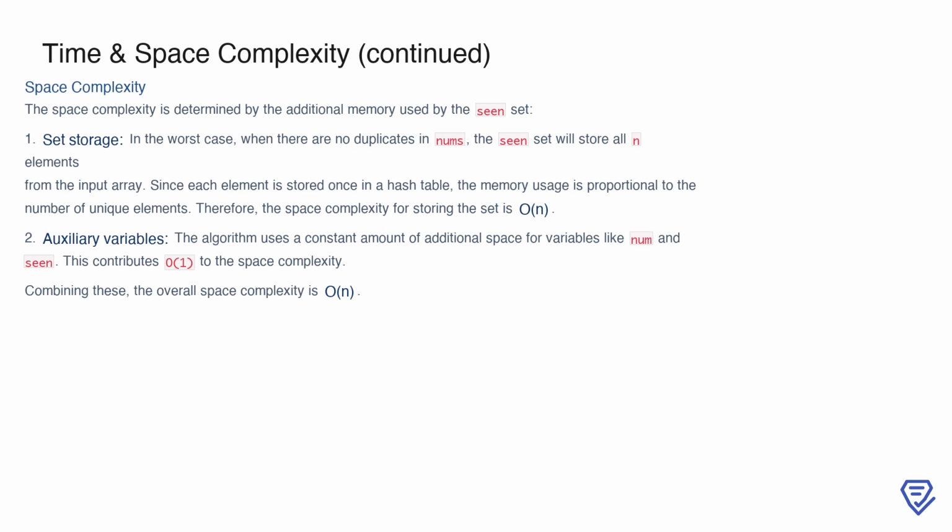Apart from the set, the algorithm uses a constant amount of additional space for variables like number and the seen set itself, which contributes O(1) to the space complexity. When we combine these, the overall space complexity of the algorithm is O(n).